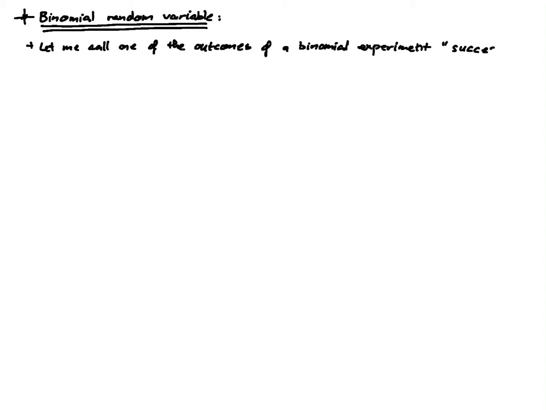Now recall that each of the trials of a binomial experiment must have two outcomes. Right? So let me call one of those outcomes success. Okay, so it's just a name that I label one of the outcomes success.